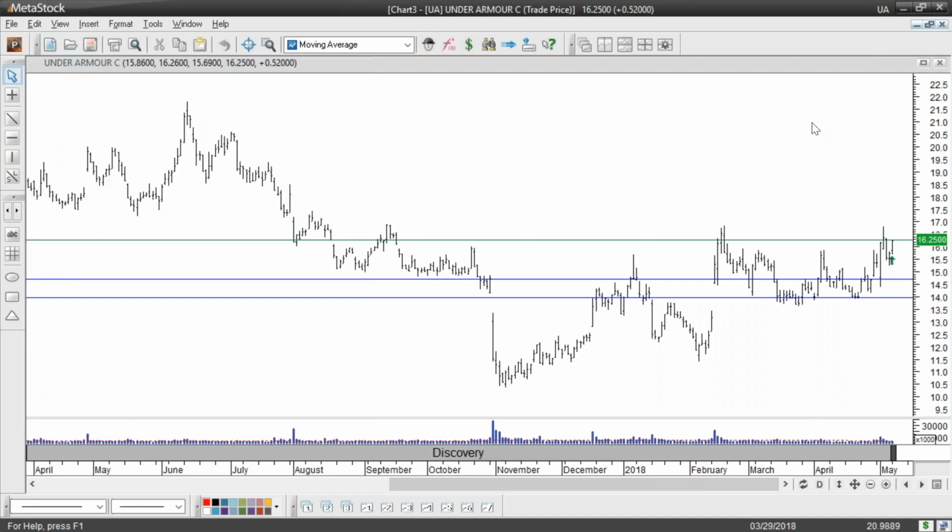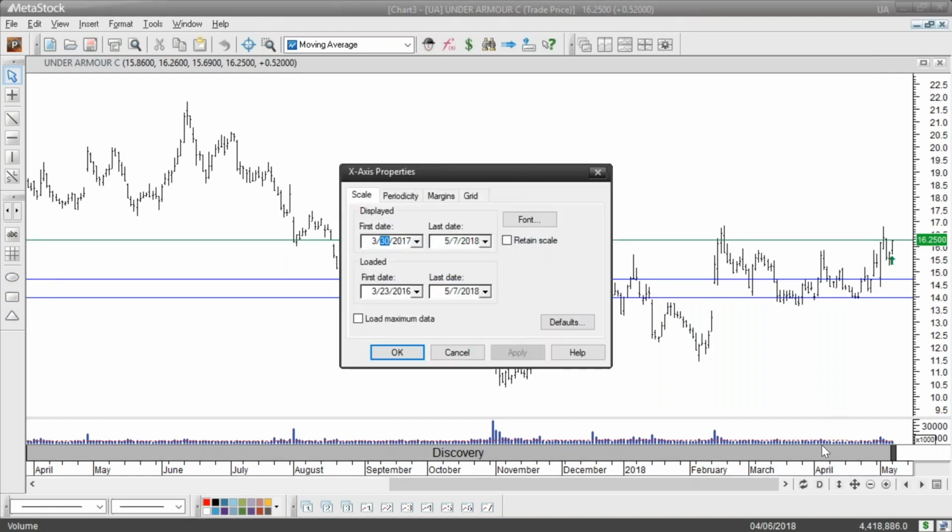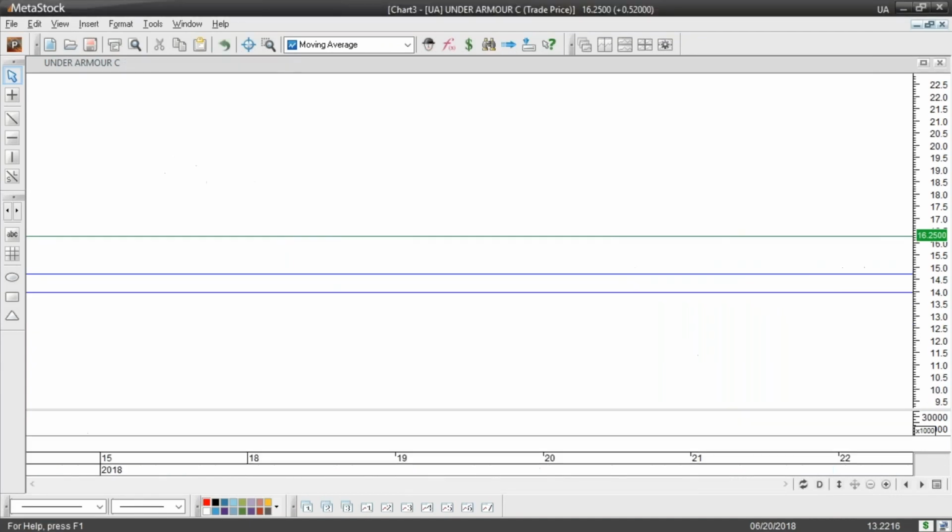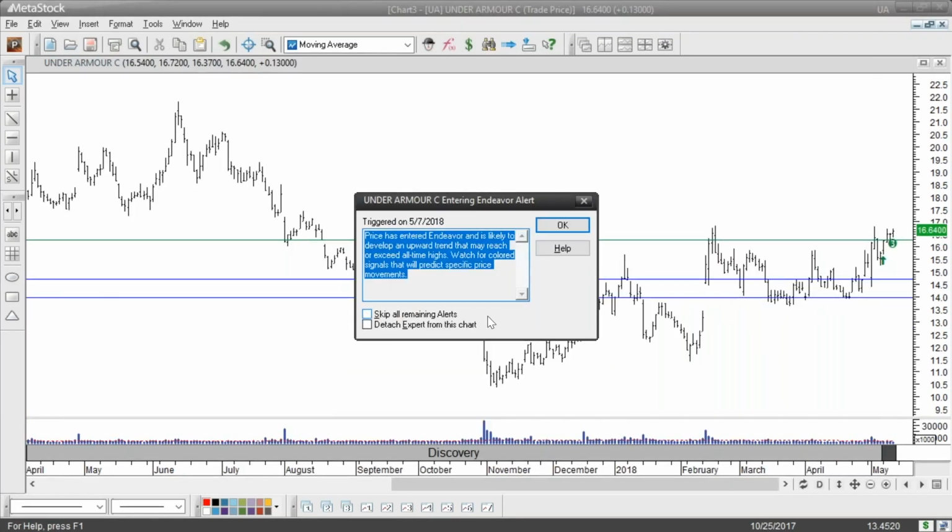We know that our upside potential is going to be 20%. We have our original trigger point. We know where our stop loss is. All we need now is to wait and see if we get our green confirmed alert or icon. So I'm going to jump forward in time here. Well, that's our alert telling us we're in Endeavor.